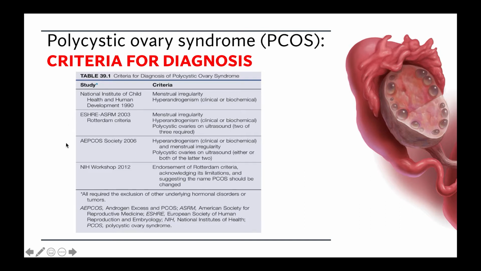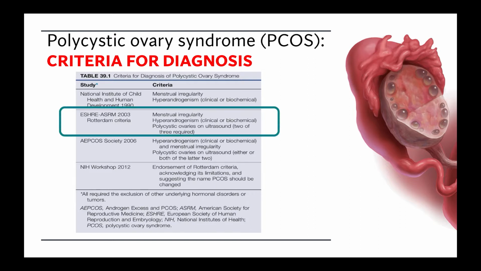However, worldwide, what is the most accepted criteria for the diagnosis of PCOS would be this one, the Rotterdam criteria, which is established by two medical societies, that's ESHRE and ASRM, back in 2003. As we can see here, they set three criteria for the diagnosis of PCOS. We have menstrual irregularity, hyperandrogenism, and polycystic ovaries on ultrasound. Now, to diagnose PCOS, one must have two out of the three criteria.